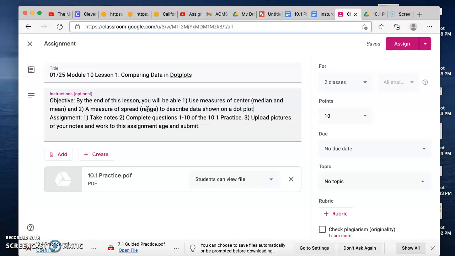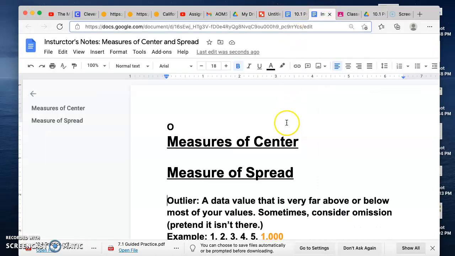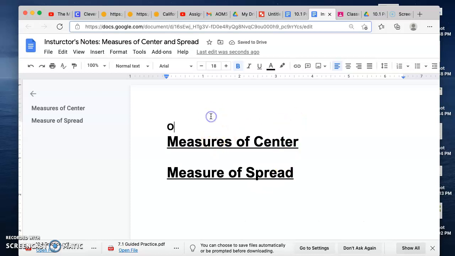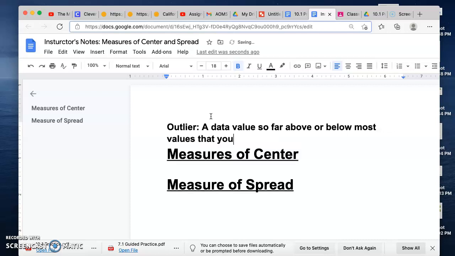So, just in case you didn't know, data is numerical data. And for measures of center and measures of spread, we're going to talk about those a little bit later. The very first thing we need to talk about is actually an outlier. And that is a data value so far above or below most values that you may consider omission, which basically means pretending it isn't there.